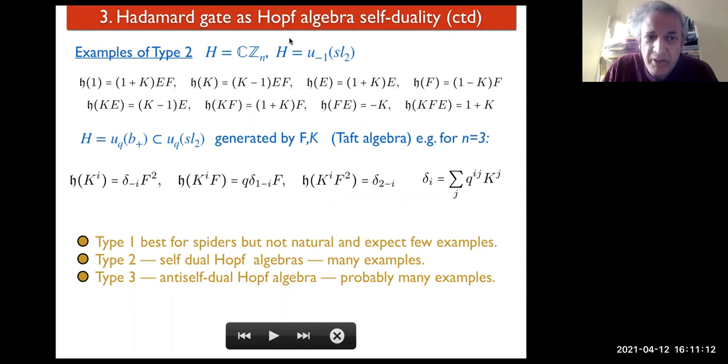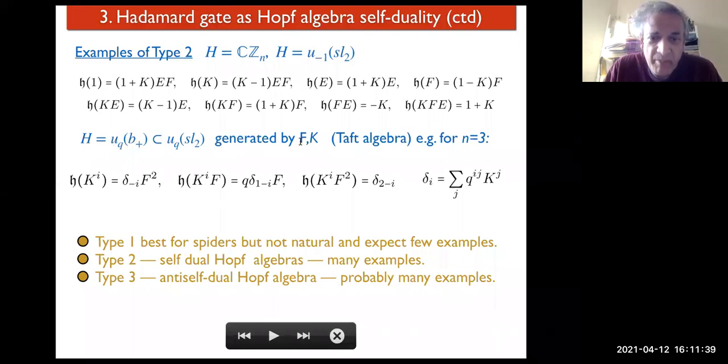Another example would be UQSL2 at Q equals minus one. That happens to be self-dual. So that's a certain eight-dimensional Hopf algebra. And you work out the Hadamard gate, it's in the paper, and it looks like this. So, it is what it is, but it's a certain 8x8 matrix. So it's quite concrete.